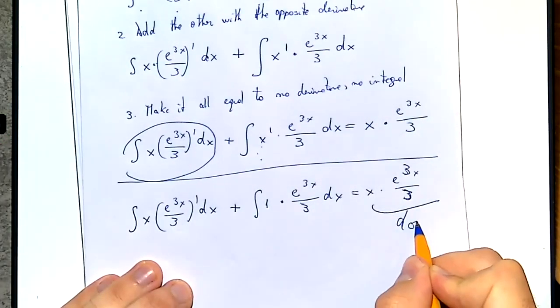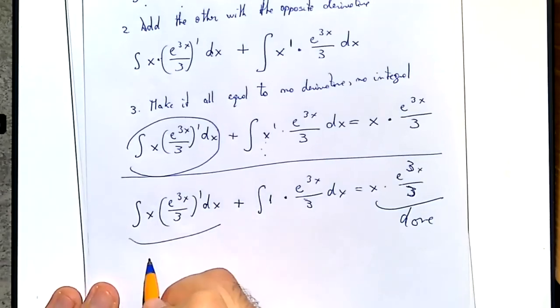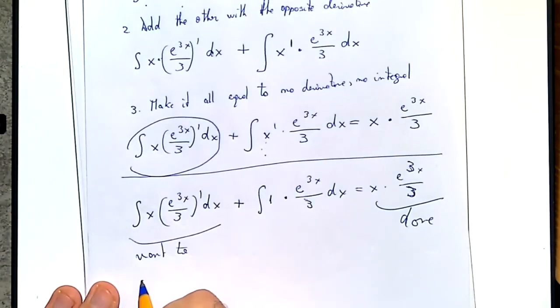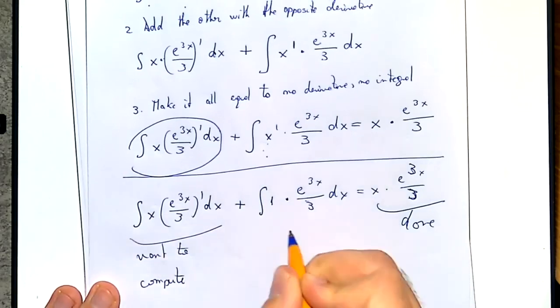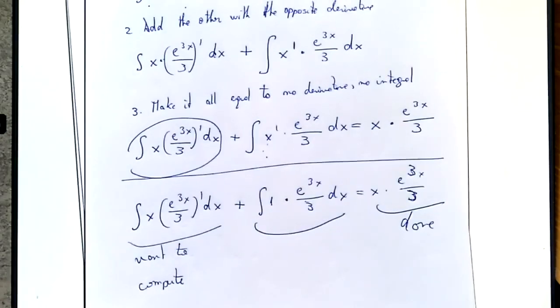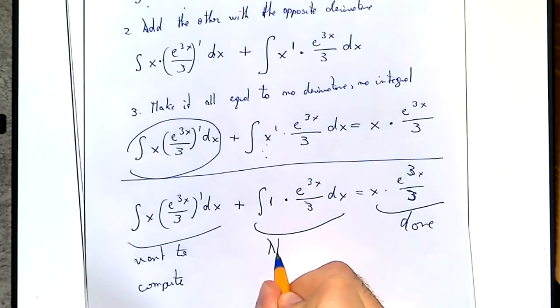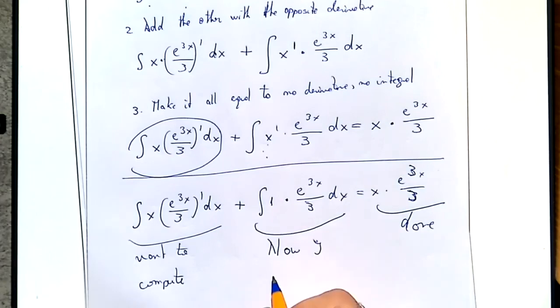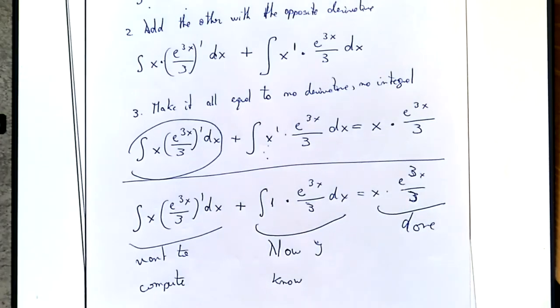This is done, as I said. This I want to compute. And this, now after applying by parts 2 times, this now I know. Why? It's just an integral of an exponential, which I know what it is. You have the formula, I've written the formula here, you have it in the book. I think we started the lecture with it. So now I know what that is.